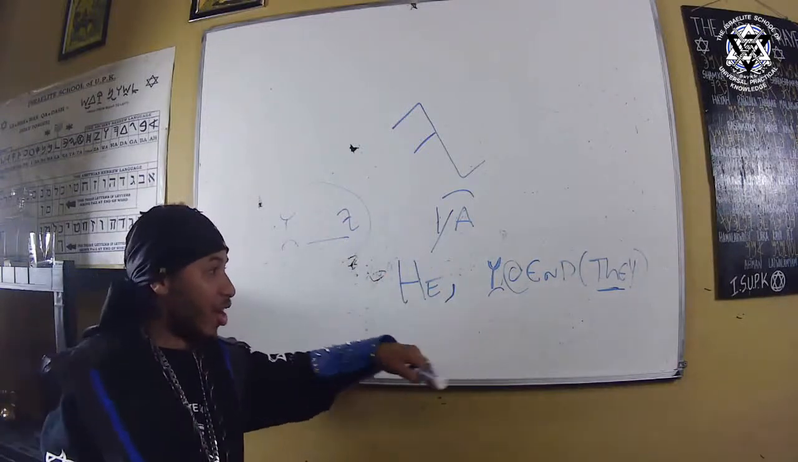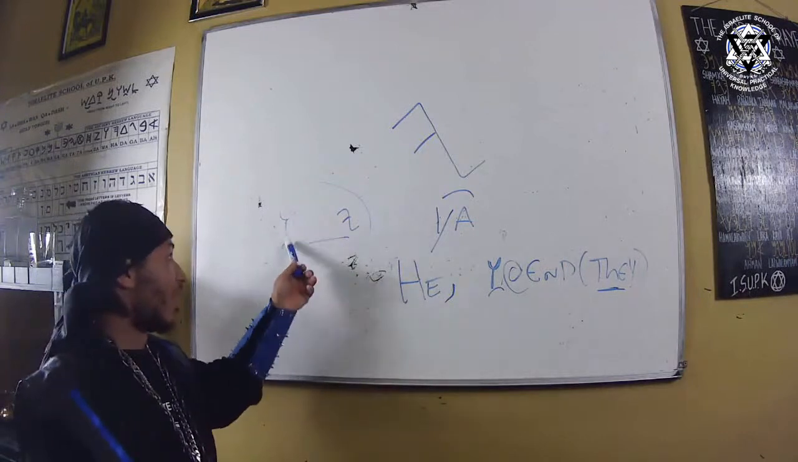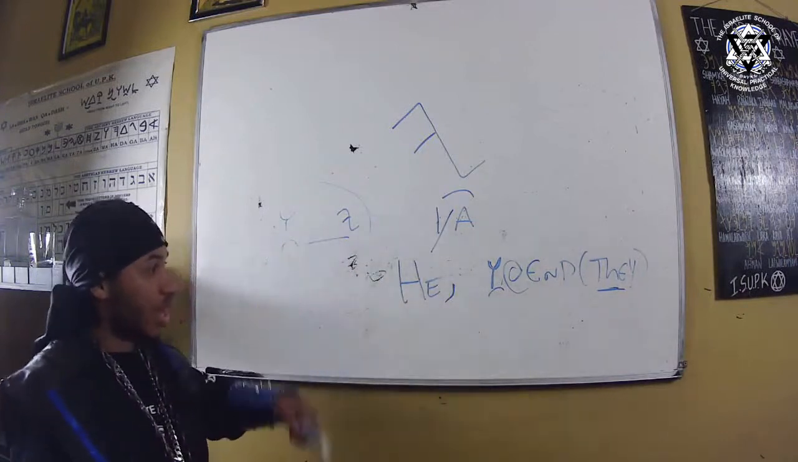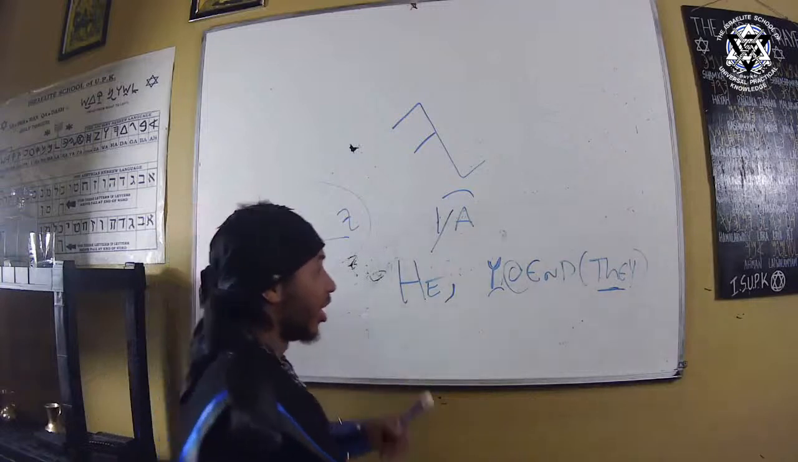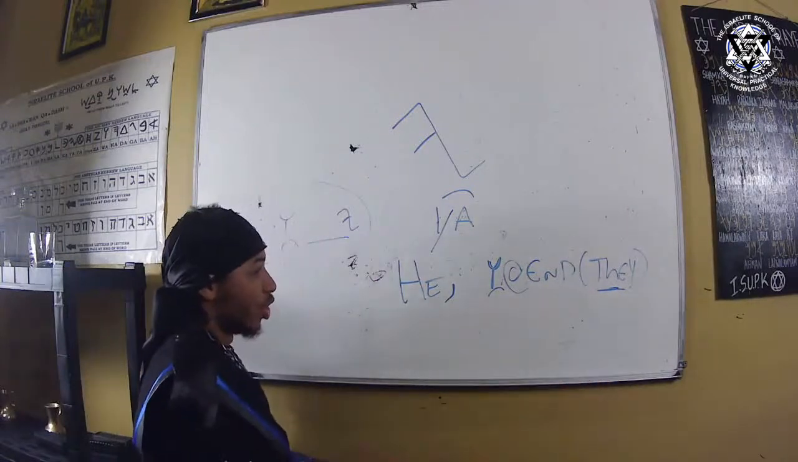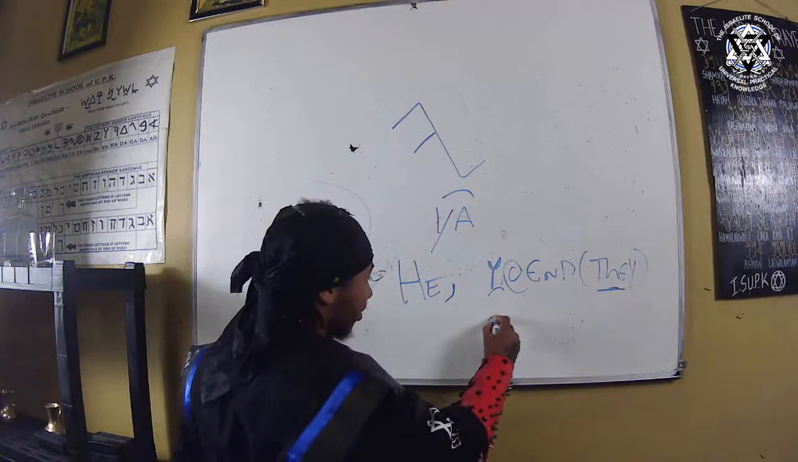You might not get it now, but when we do the indie connectors, you'll be like, oh, all right, that's what he was saying. When it's Yah at the beginning and Wa at the end, it'll be saying they, unless the root word actually has Yah in it.